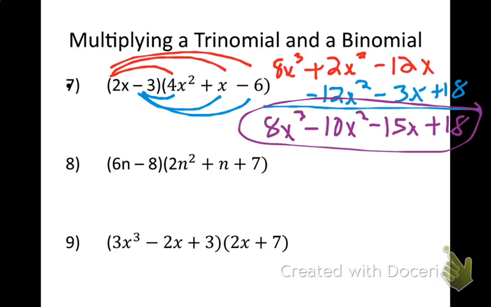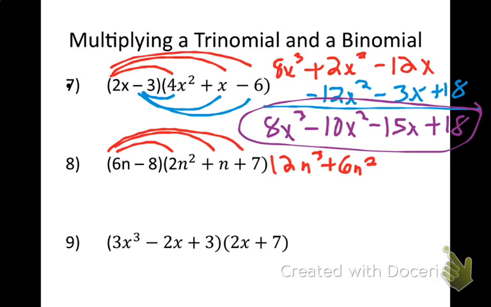Impressive. So let's try number 8. Again, all it is, you're distributing twice and then combining like terms. I'm going to do 6n times 2n squared. So 6n times 2n squared gets me 12n to the third. 6n times n is 6n squared. And then 6n times 7 is 42n.